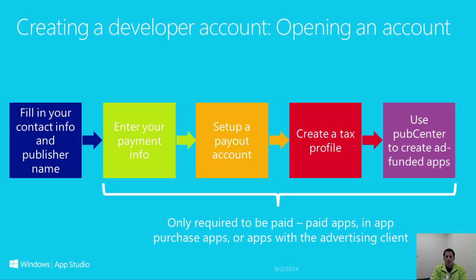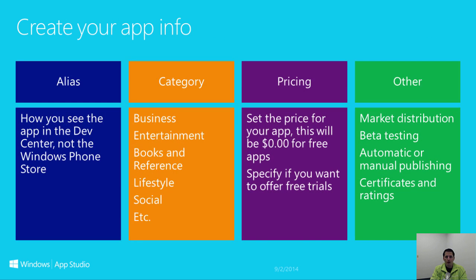If you are not going to be selling any apps, you will be done with the registration process at this point. The next steps are required to sell apps on the Windows or Windows Phone Store. In order to receive payments for app purchases or in-app purchases, you will need to enter account information. You will also need to create a tax profile and then use PubCenter if you wish to create ad-funded apps. Once you've created your dev account registration, you can move on to preparing your app for publishing.